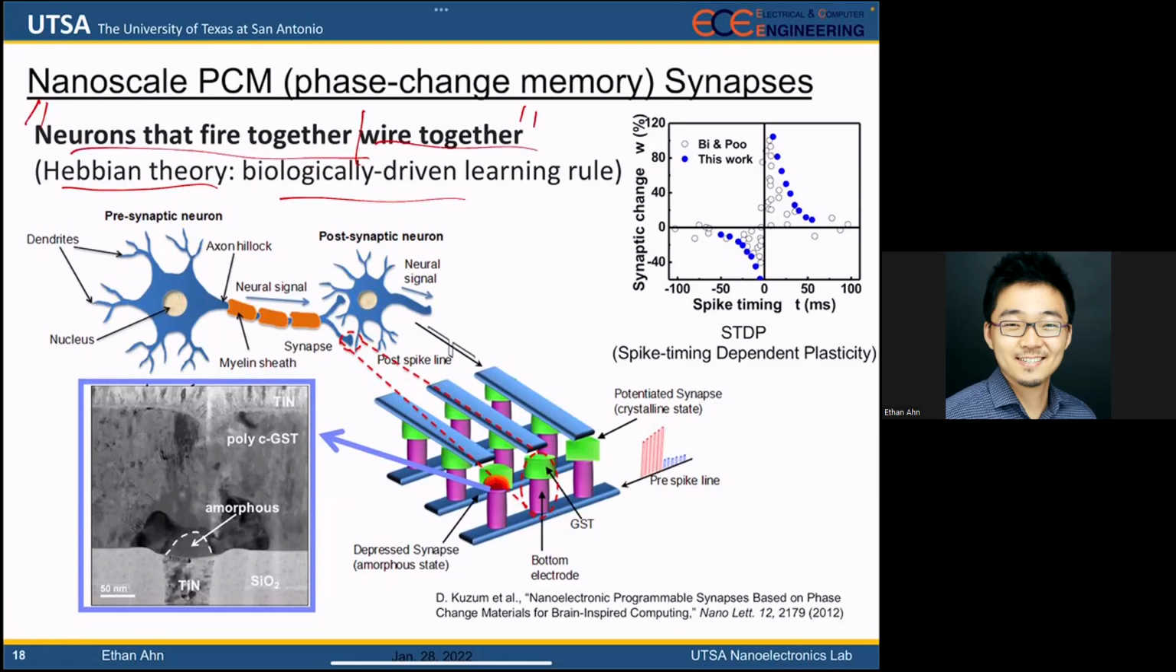That means you have two neurons, a pre-neuron and a post-neuron, and when they fire the signal at almost the same timing, so the signals come at exactly the same time, then the connection strength will be enhanced. Otherwise, it will be loosened or weakened. So the connection strength really depends on the relative timing between two neurons, and that's how we do learning and memory in biology.